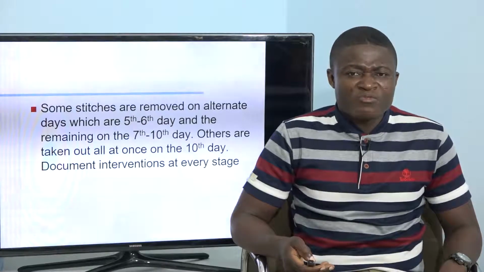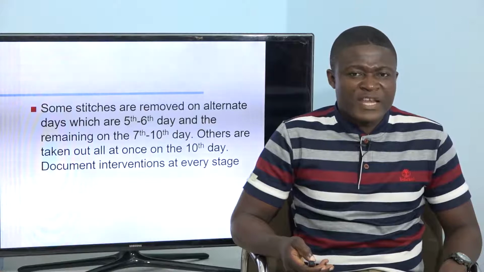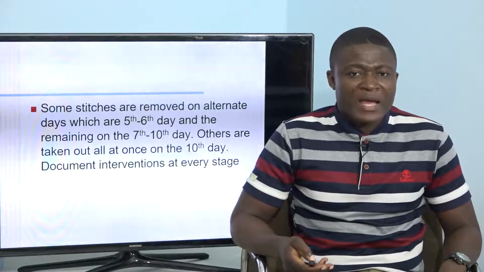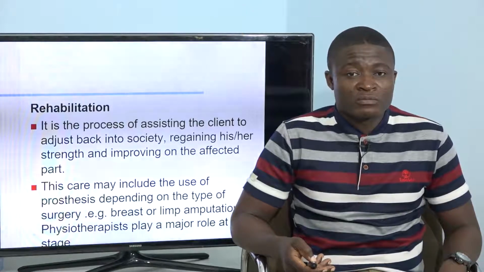Some stitches are removed on alternate days, which are the 5th to 6th day, and the remaining on the 7th to 10th day. Others are taken out all at once on the 10th day. You document interventions at every stage.